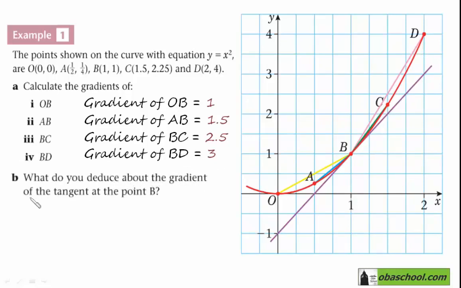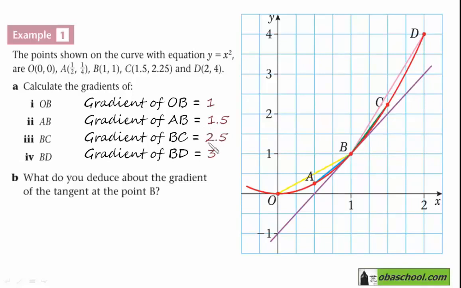But part B is asking us, what do you deduce about the gradient of the tangent at the point B? We said before that the gradient of the tangent line at the point B is almost equal to the gradient of the chord that is closest to B.